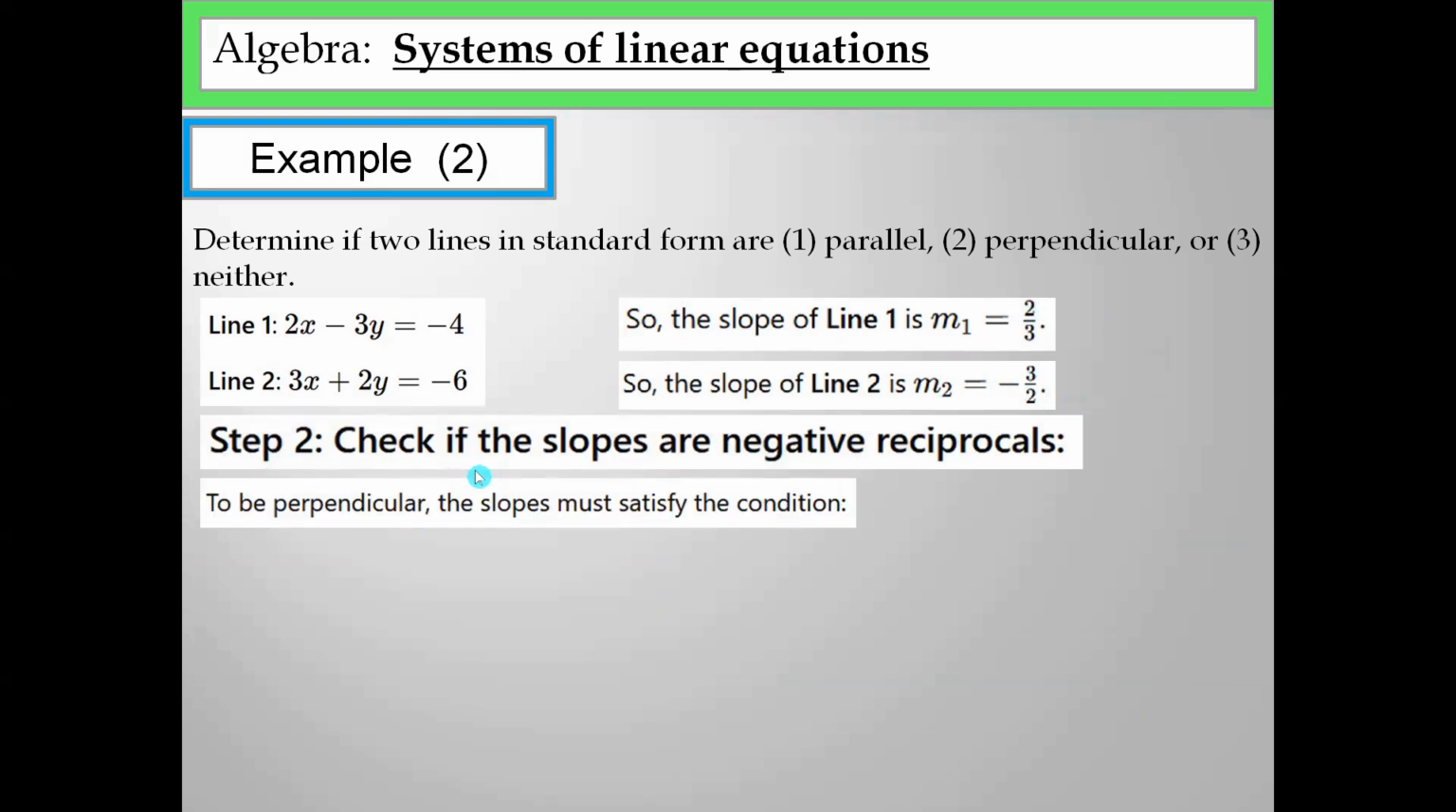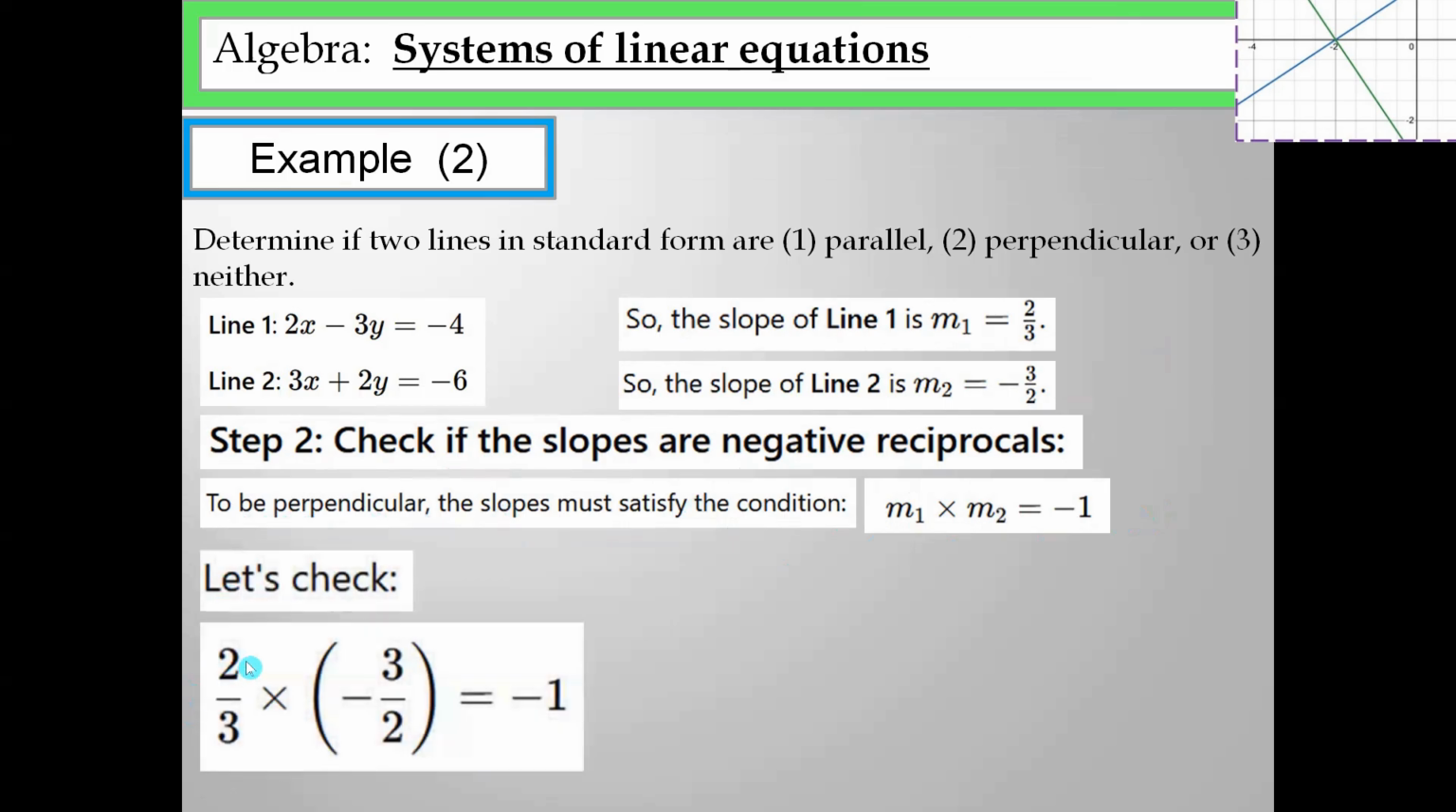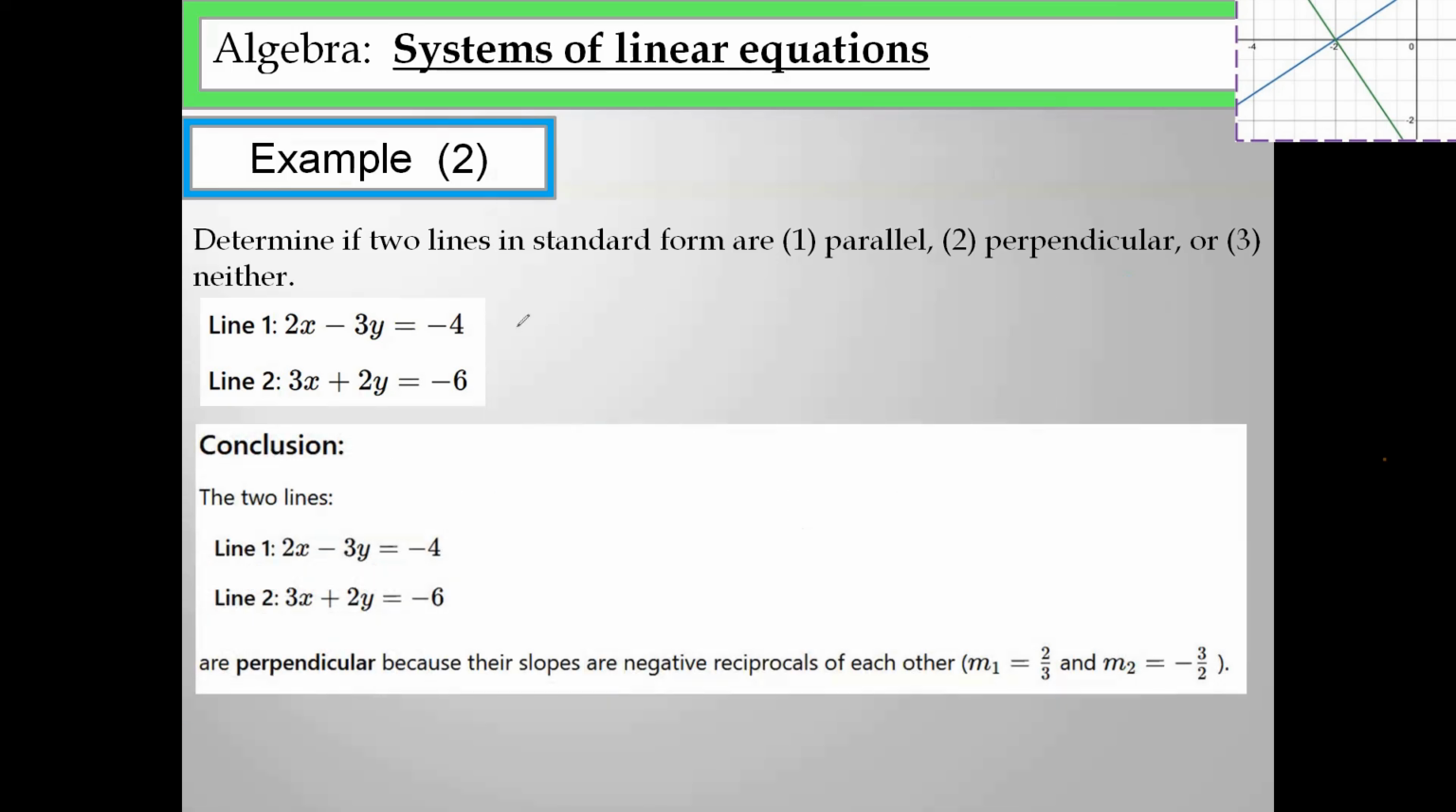In step 2, we're going to check if their slopes are negative reciprocals. To be perpendicular, the slopes must satisfy the condition that slope 1 times slope 2 is equal to negative 1. So we can check that 2/3 times negative 3/2 does equal negative 1. In conclusion, these two lines are perpendicular because their slopes are negative reciprocals of each other. The first slope is equal to 2/3 and the second slope is equal to negative 3/2. So these two graphs are perpendicular and they'll look something like this.